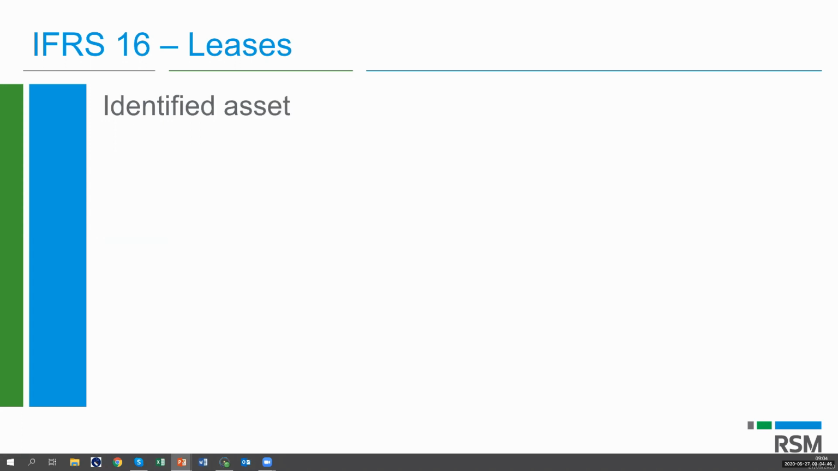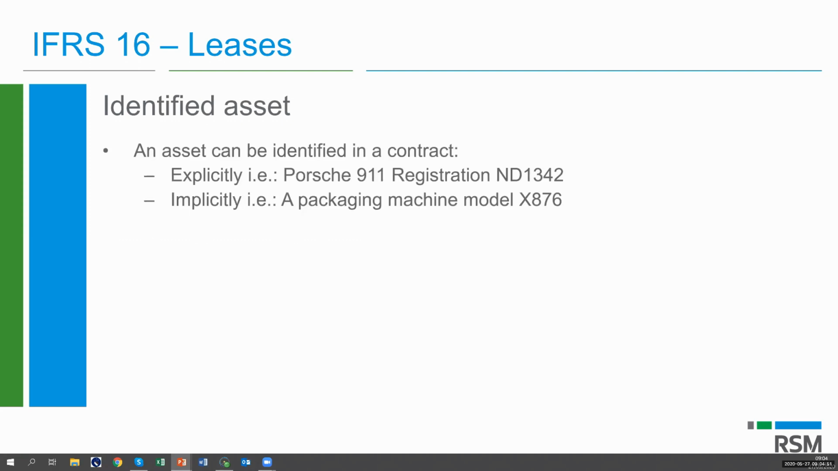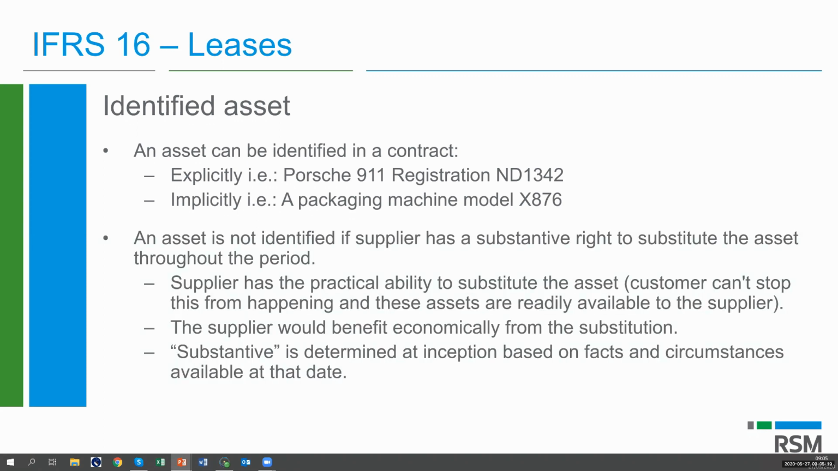So what do we mean by an identified asset? The agreement has to identify the assets in the contract either explicitly or implicitly. It can't just be a generic office block somewhere, or just an office or whatever that might be. It has to explicitly refer to the asset or implicitly be a specific model of an asset for the assets to be identified.